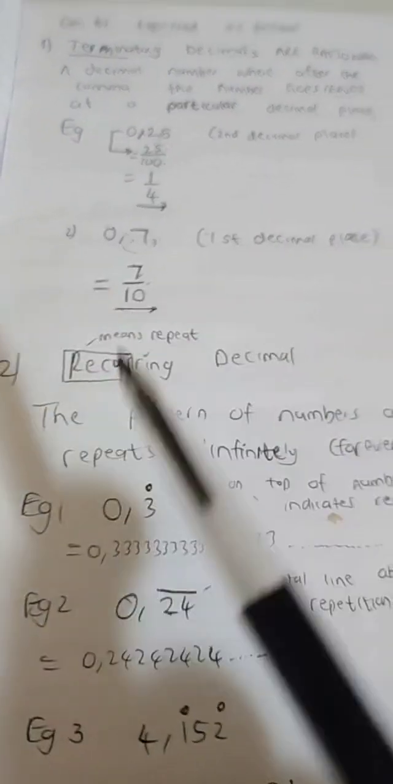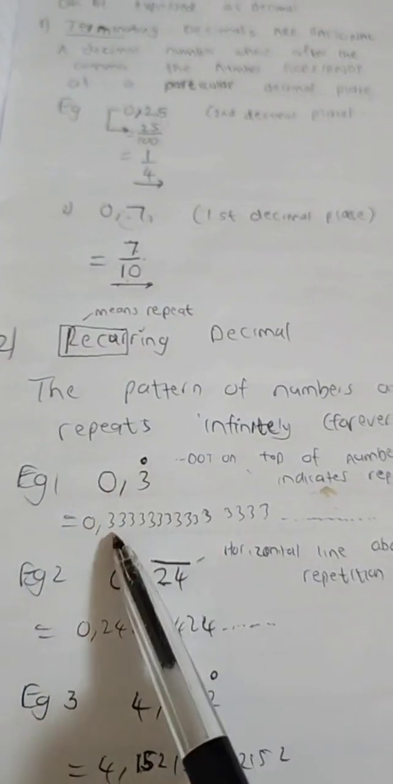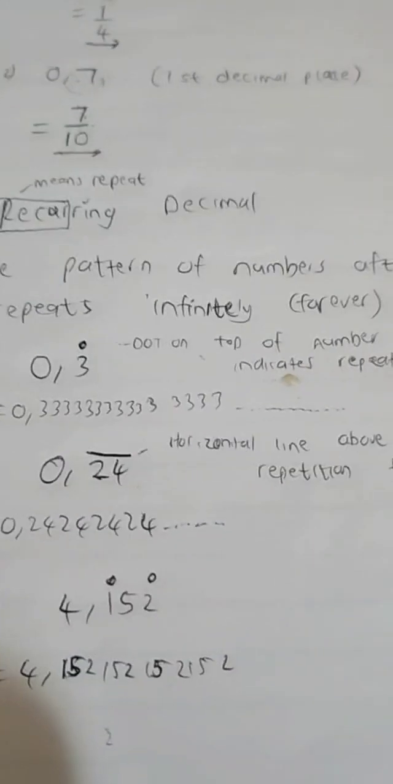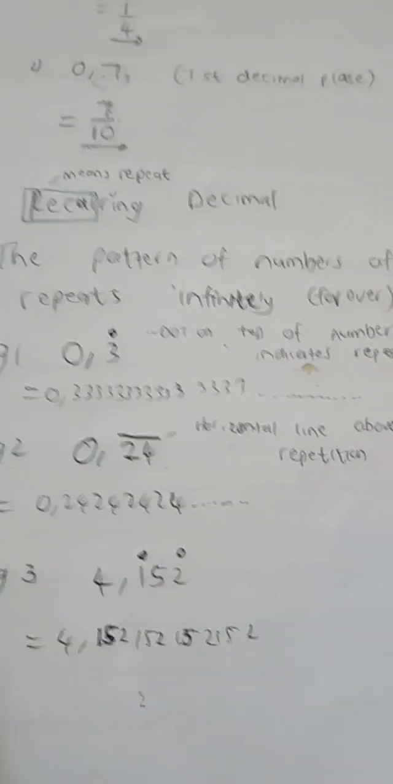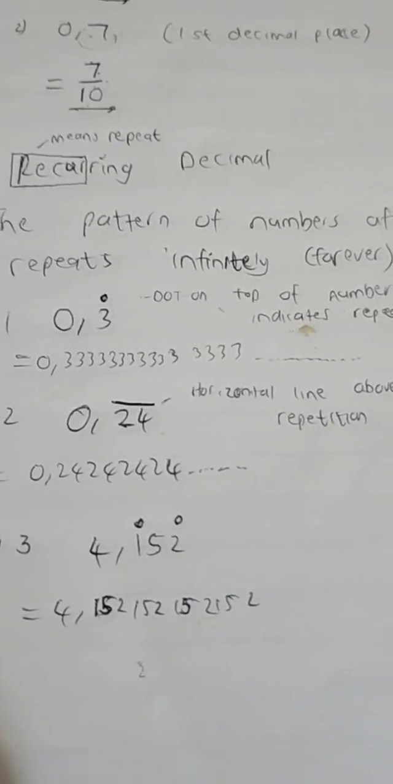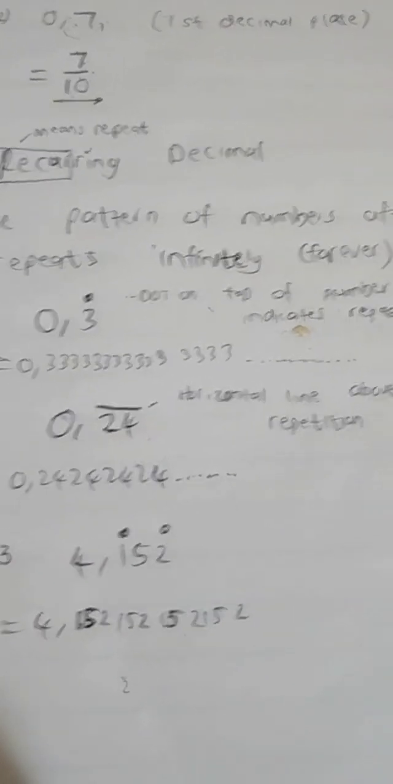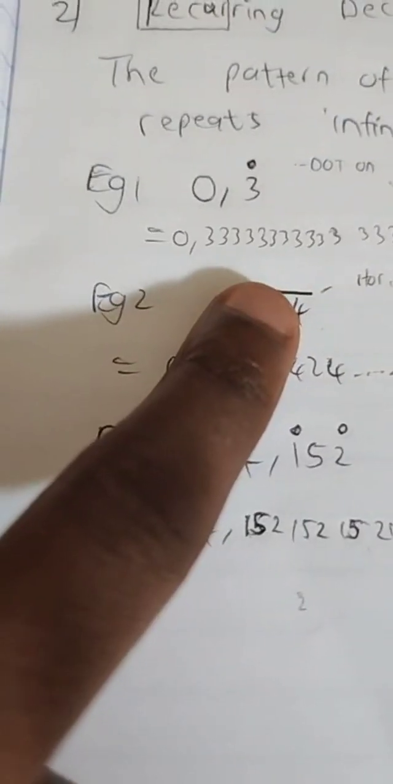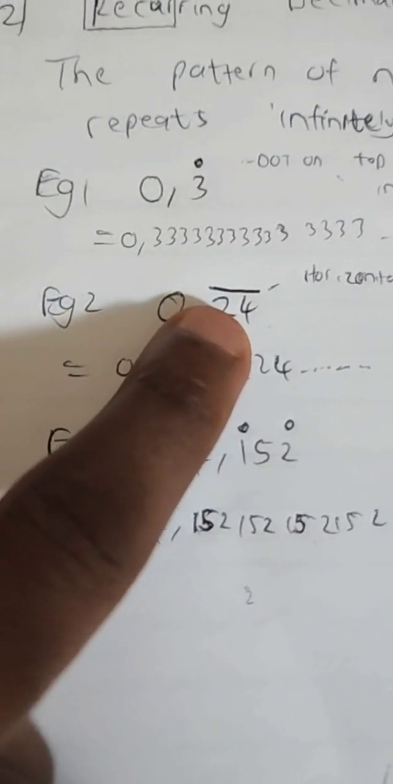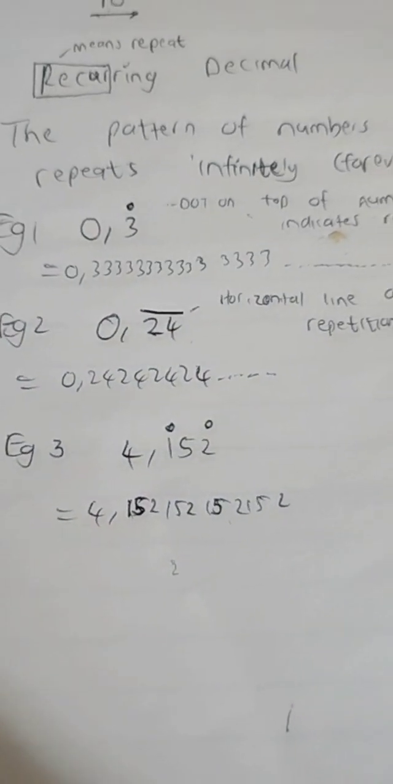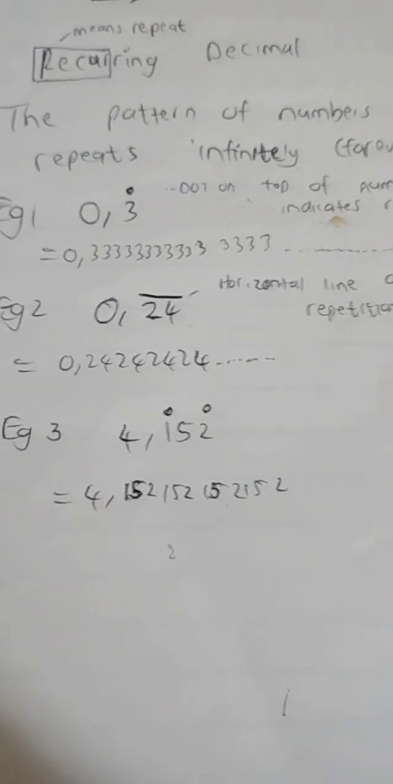Recur means repeat, so there's a repetition of either a single digit or multiple digits after the comma, or it could be later down after a certain decimal place where there has been numbers that didn't repeat, where you will see a repetition of numbers. So a line above those numbers that repeat, or a dot above those numbers that repeat, indicates the repetitious nature of that number. Okay.